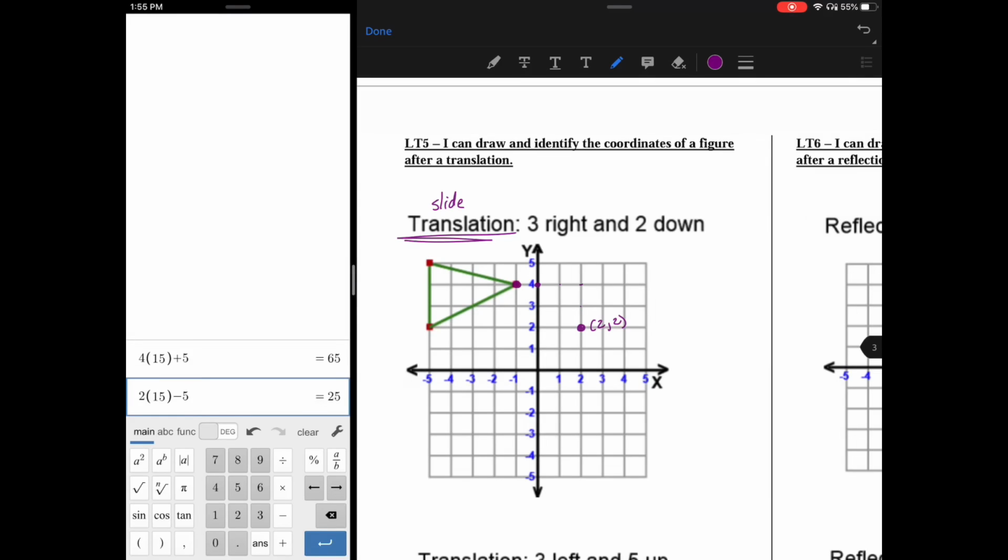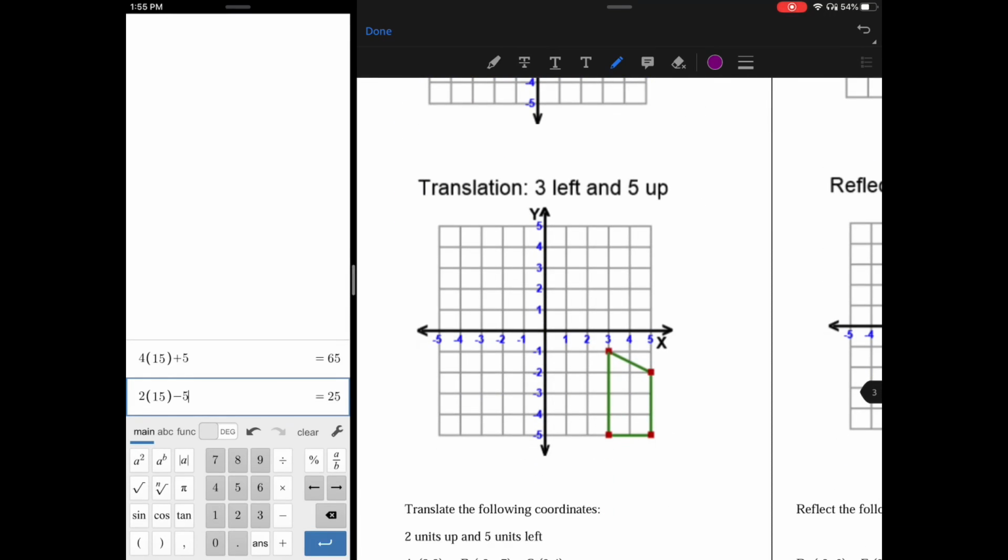And then we'll move on to our other points. So this one at the top left, we're going to go 3 to the right and 2 down. That's the new coordinate at -2, 3. And then for our last one, we'll go 3 to the right and 2 down. And our new coordinate is -2, 0. And when we connect them, we see that we're still oriented in the same way.